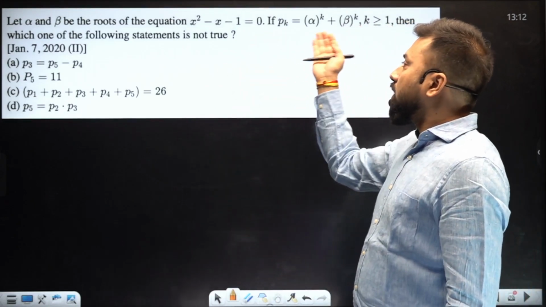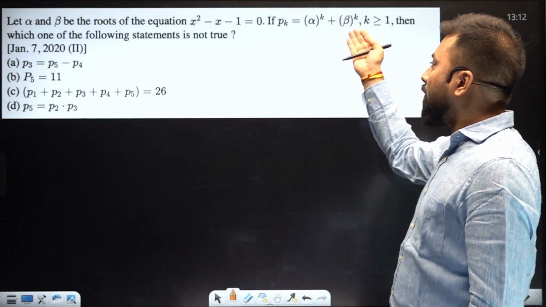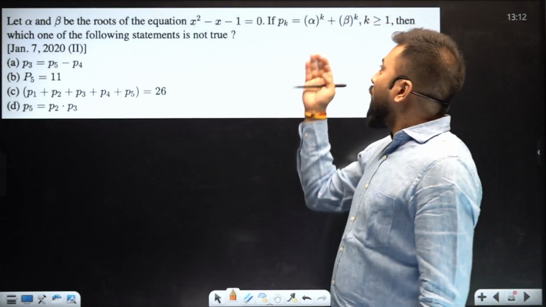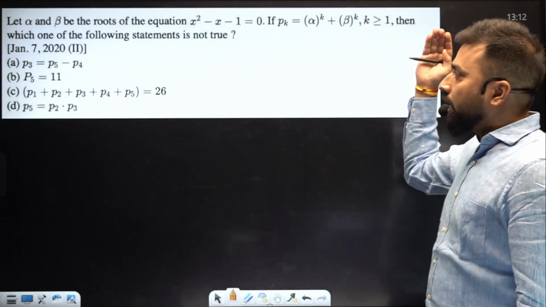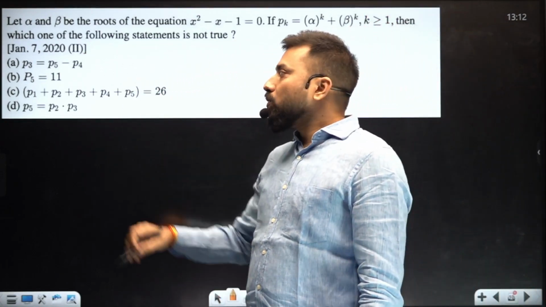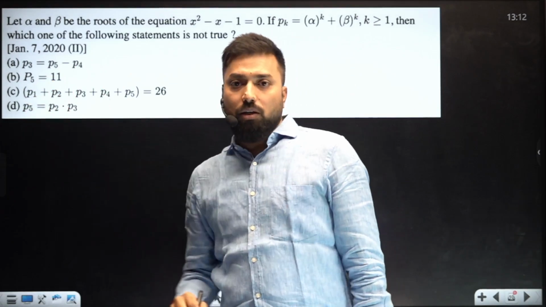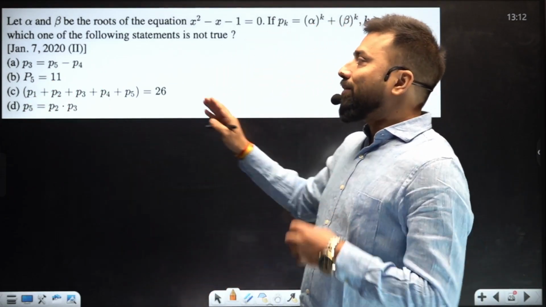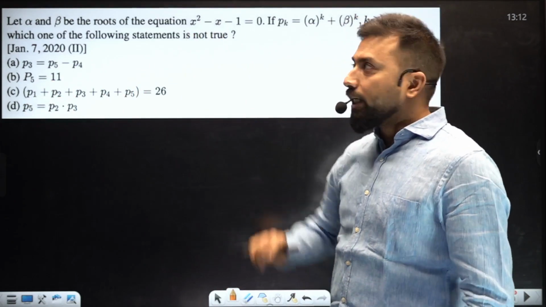If Pk is equal to alpha raised to the power k plus beta raised to the power k, where k is greater than or equal to 1, then which one of the following statements is not true? Now we have to find which one is false over here out of the 4. So basically you have understood that we have to apply Newton's identity over here.